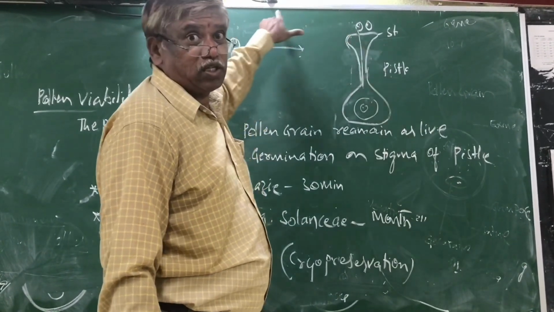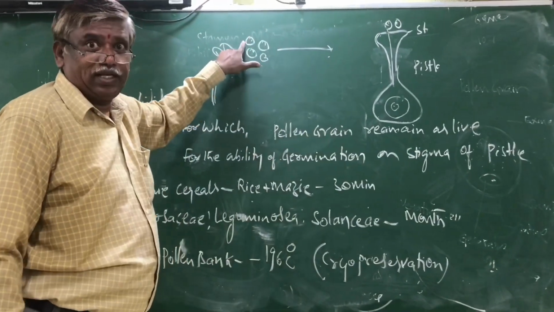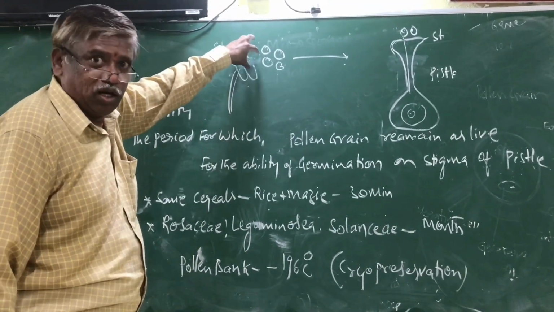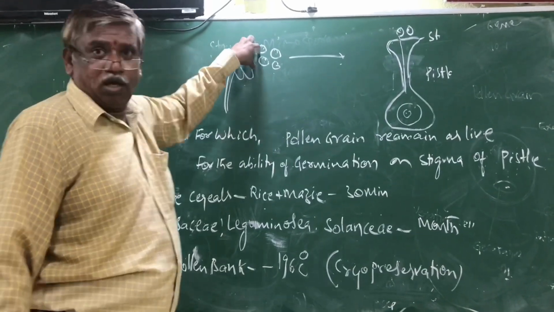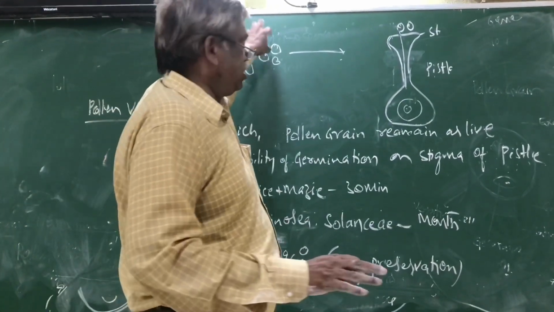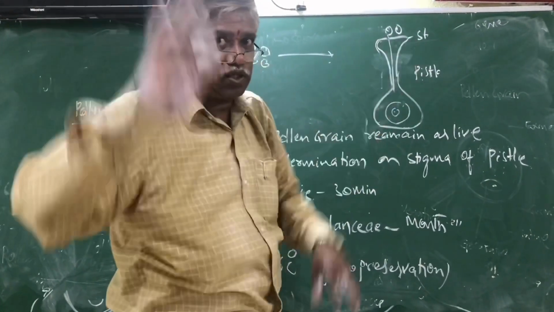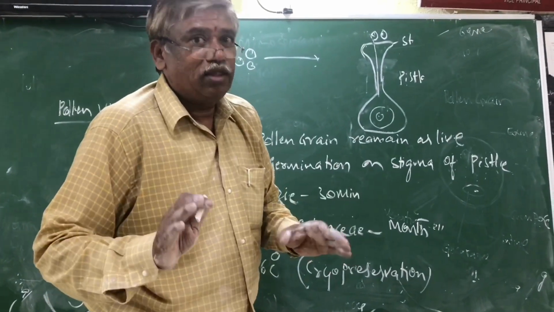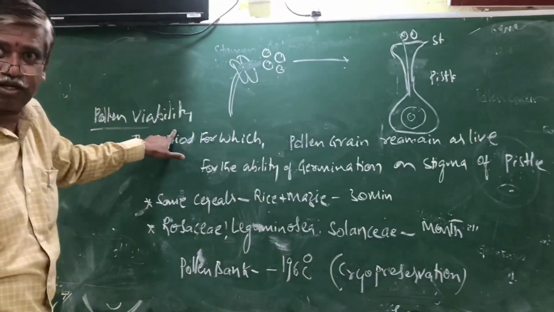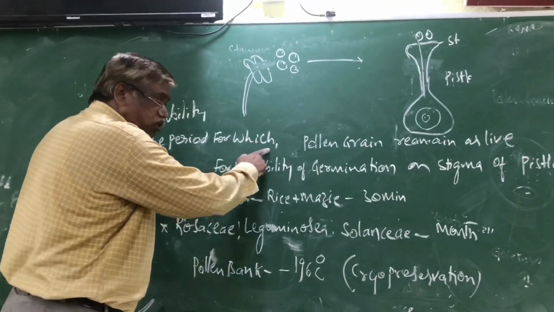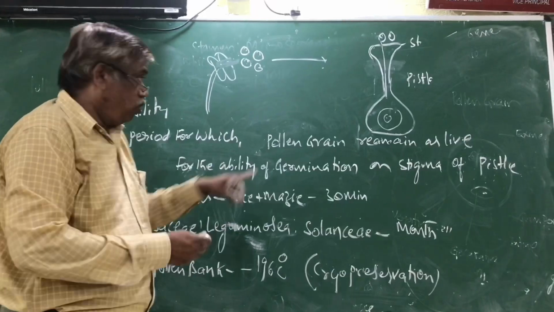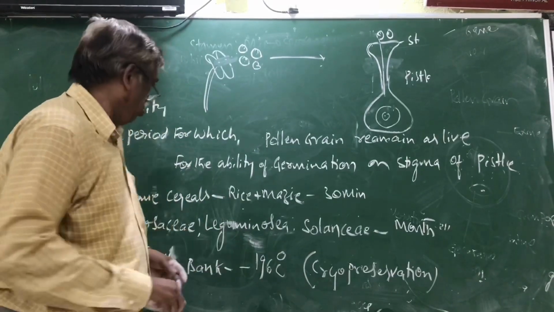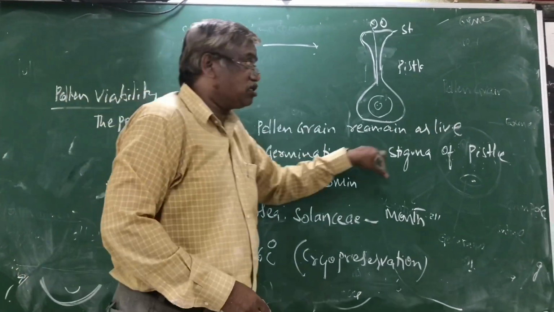Before deposition, it is present in the atmosphere. Before the atmosphere, it will be dehiscent. Now the pollen grains which are present after dehiscence in the atmosphere or in water, wherever it may be, must reach the stigma for further process. This takes place within some duration. That duration is called pollen viability. The period for which pollen grain remains alive for the ability of germination on the stigma of the pistil.